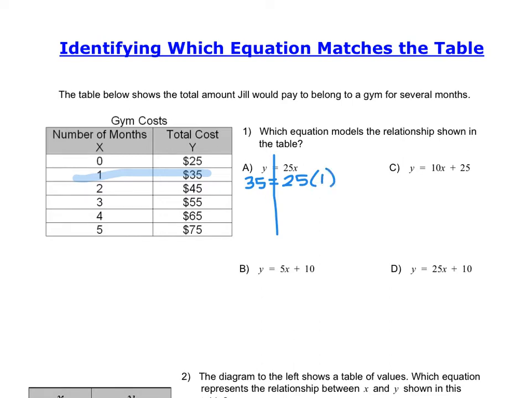So from here, I'm going to just calculate what's on the right side. And I would get 25. Now, does 25 equal 35? No. So that's not going to be my answer. I'm going to continue with the other ones.